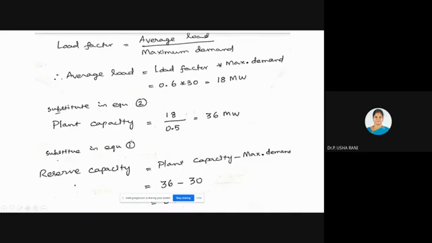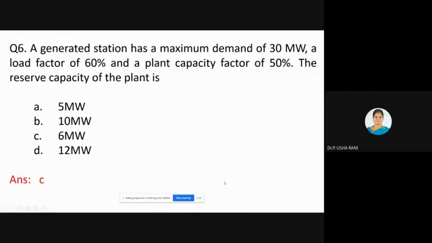I'm going to use it in equation 1, to calculate reserve capacity, which is equal to plant capacity minus maximum demand. Plant capacity value is 36 megawatt calculated, minus maximum demand given in the question as 30 megawatt. So the answer is 6 megawatt. So the option C is the correct one.